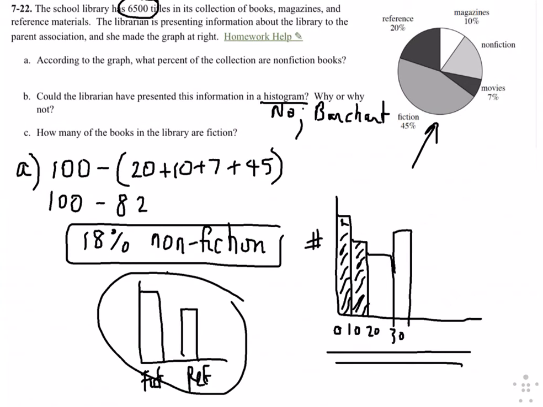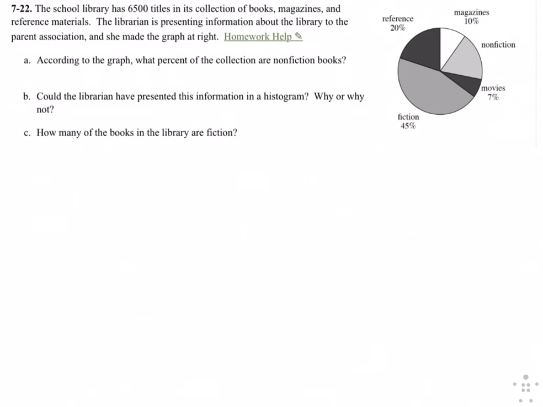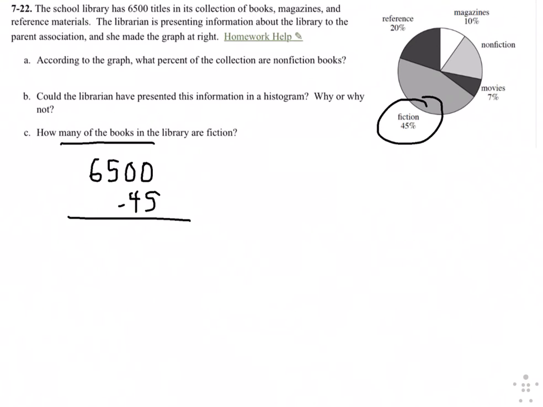Okay, and then C says, let me clear some space here. C says, how many of the books in the library are fiction, right? Fiction. So we know 45%. So I could take a quick answer and say 45% of them, but they don't want that. They want how many of the books. So we need to take 6,500 books, right, and find out what 45% of that is. So multiply it by 0.45, right? And if we multiply this, sure, let's do it, right?